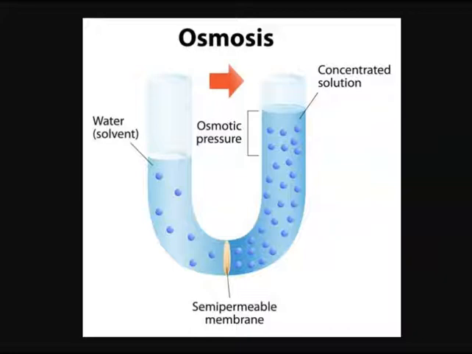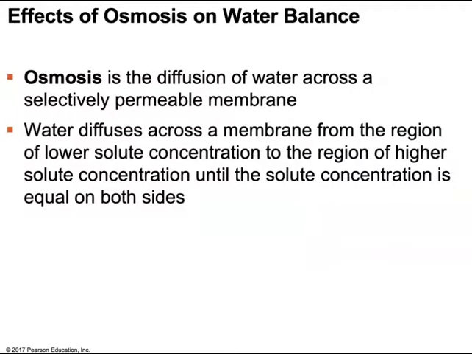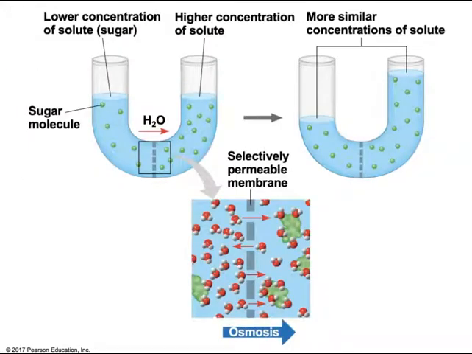Take a look at the image on the left. This hydraulics tube is separated into two sections by a selectively permeable membrane. In this case, the membrane is only permeable to water and not to the green sugar solute. Water is going to want to diffuse down its own concentration gradient, which means it will move from an area of lower solute concentration to an area of a higher solute concentration.